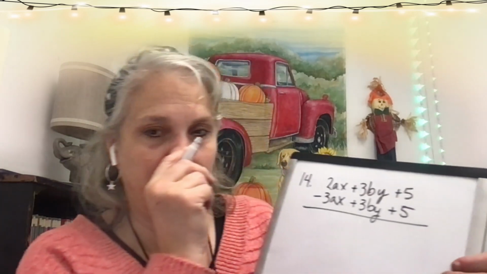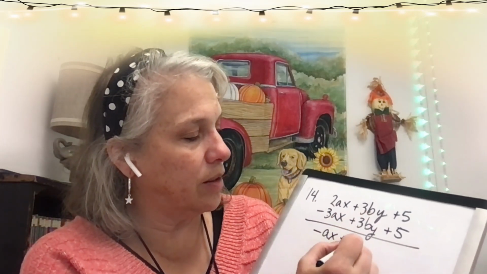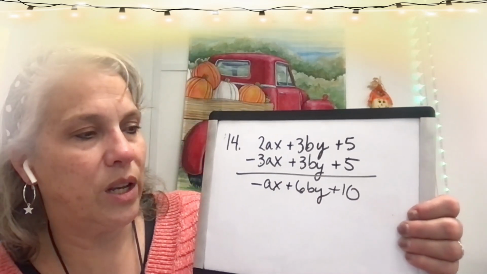And now I'm going to combine them. So 2 minus 3 is negative 1. 3 plus 3 is 6. 5 plus 5 is 10. So that is your final answer for 14.